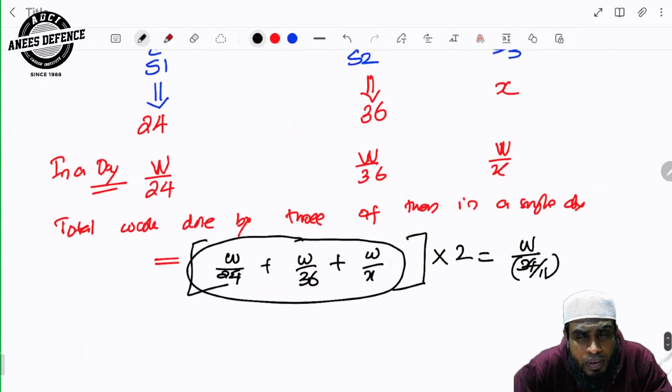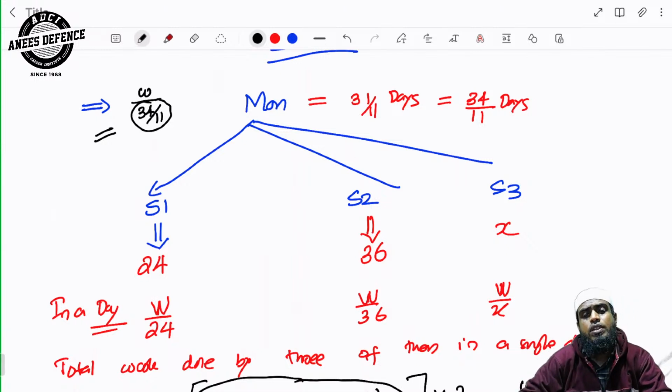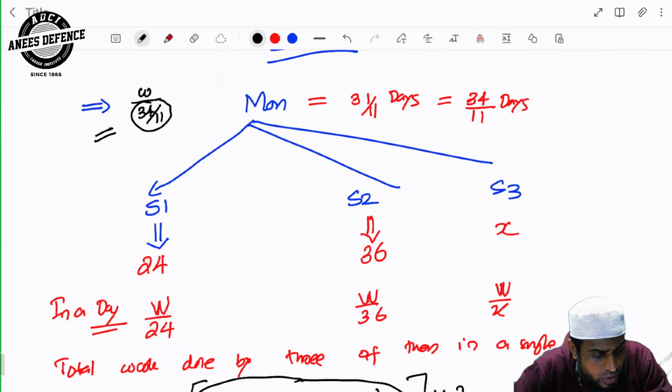Here the question is, a man has 3 sons. The man can do twice the work of the total work done by the 3 sons together. The first son can complete the work in 24 days. Second son can complete the work in 36 days. Another condition is, if the man himself is doing the work, he will take 3 and 1 by 11 days, that is 34 by 11 days to complete the total work. So the third person, how many days will he take alone to complete the work?